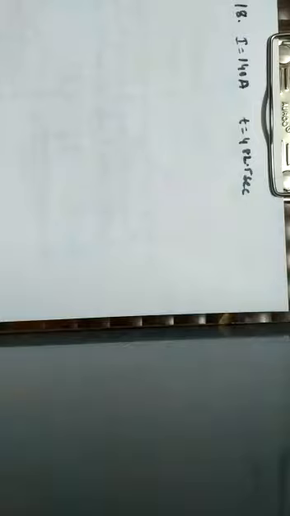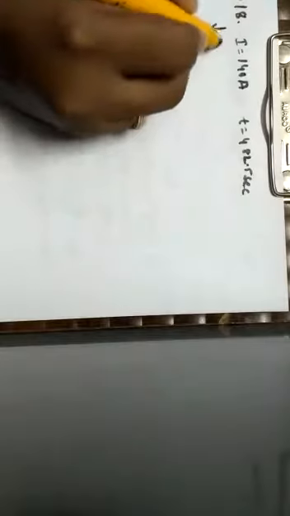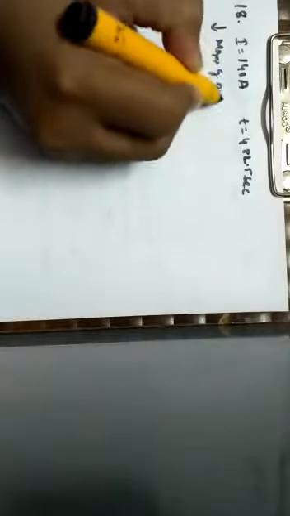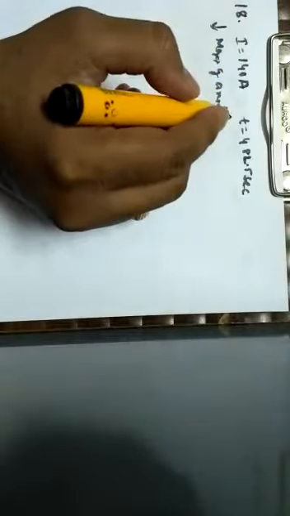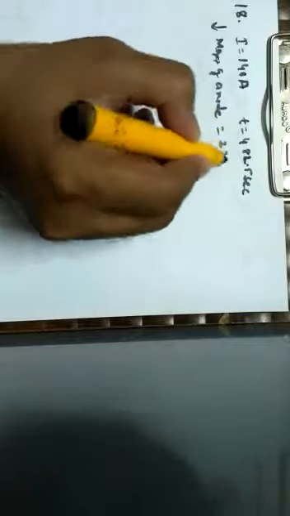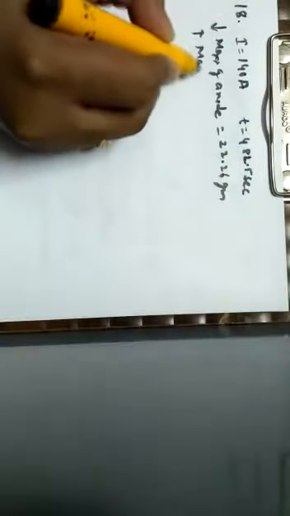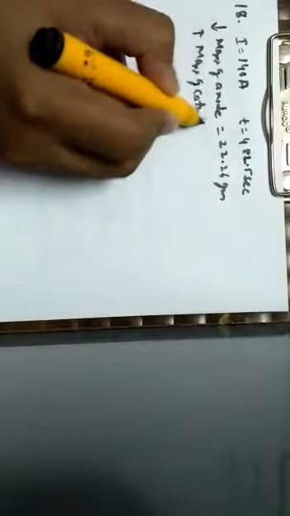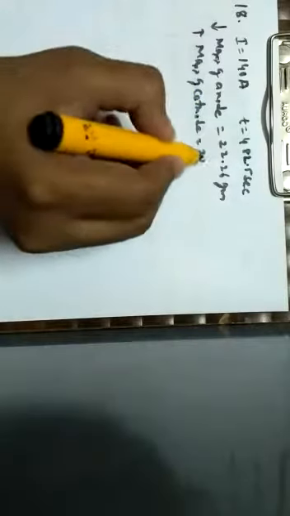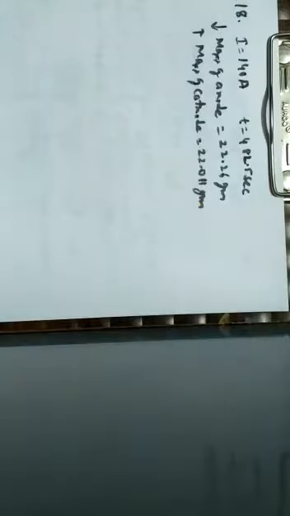Decreased the mass of anode by 22.26 grams, and increased the mass of cathode by 22.011 grams. Percentage of iron in impure copper is asked.